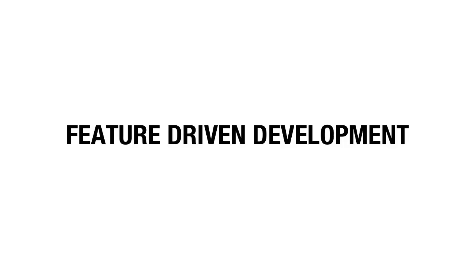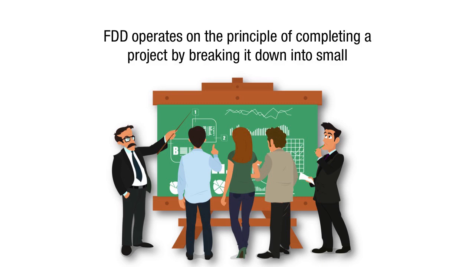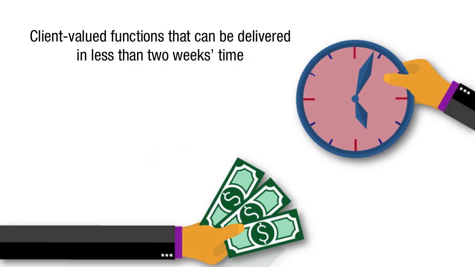Hello, and welcome to this chapter on Feature-Driven Development, or FDD. Feature-Driven Development, or FDD, is an important and widely used Agile method for software development. FDD operates on the principle of completing a project by breaking it down into small, client-valued functions that can be delivered in less than 2 weeks' time.